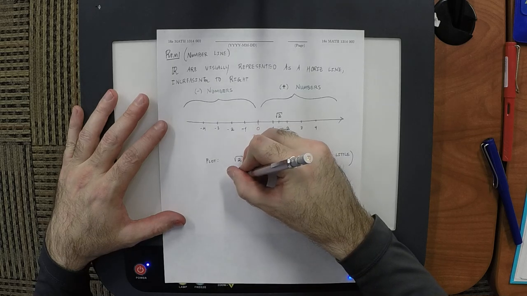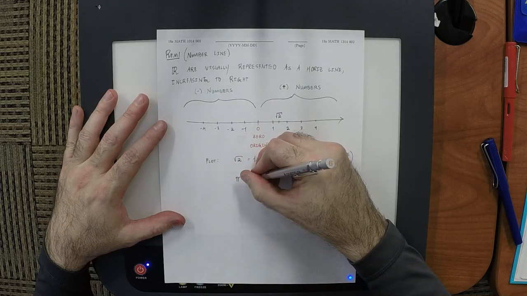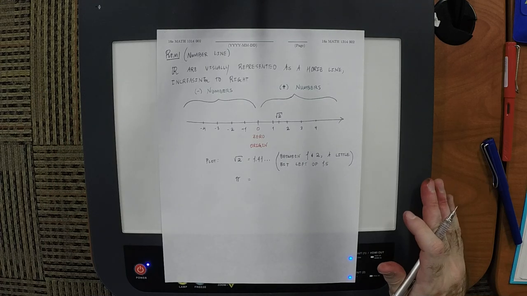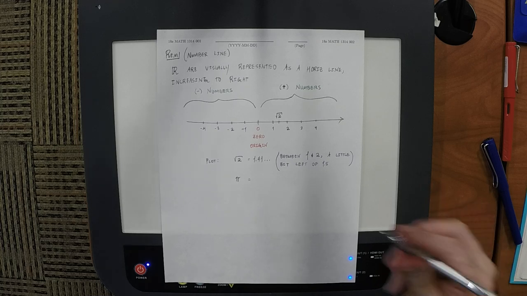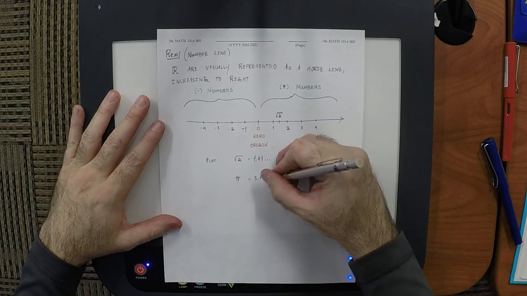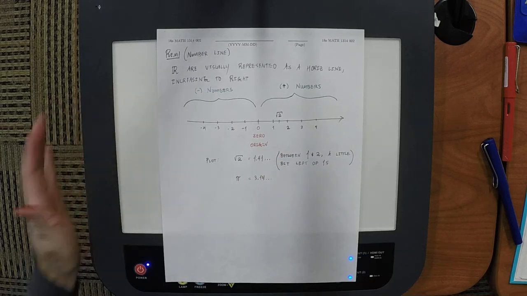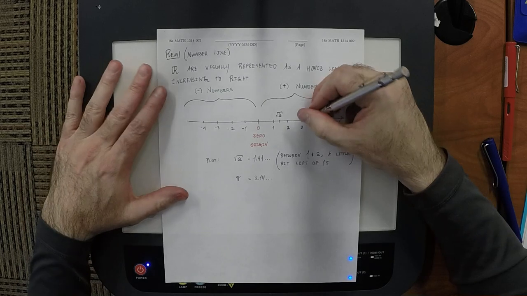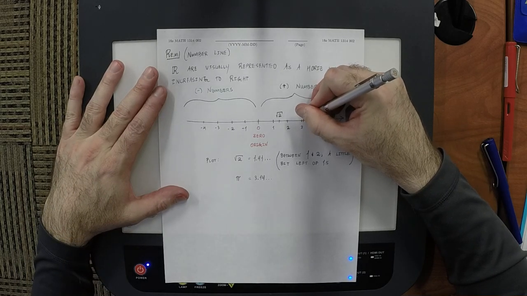How about say pi? Well, this is another number that's in your interest to memorize the first couple digits. 3.14-ish, dot, dot, dot. So, what integers is it between? 3 and 4. It's got to be between 3 and 4. And then, is it closer to 3 or 4? Closer to 3, right? So just eyeballing it, about right there, maybe.